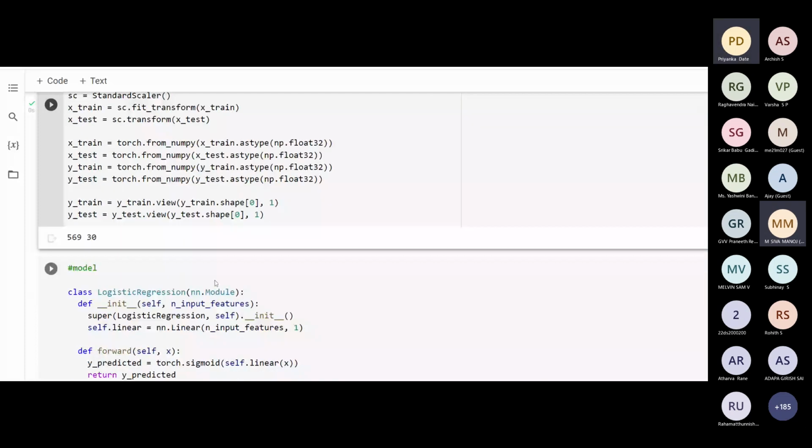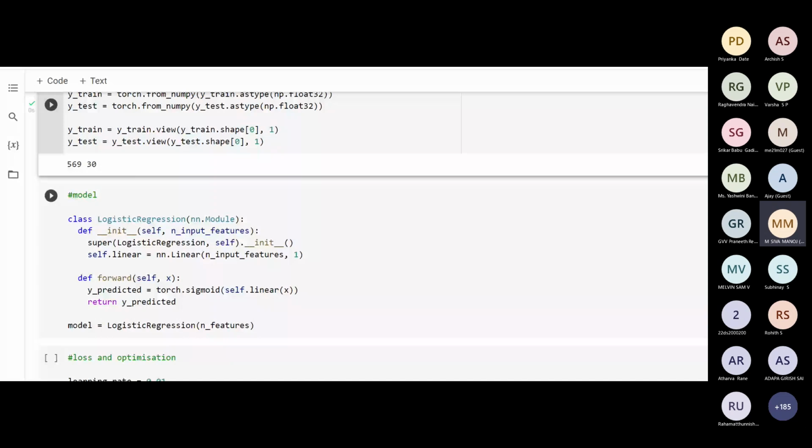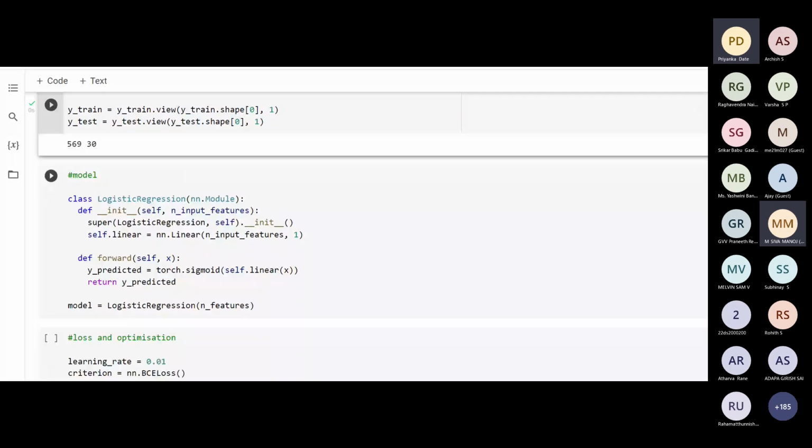Now moving on to the model, here I've created a class which essentially includes the linear layer that we've taken from the NN module, and also a sigmoid function. Here in the linear layer, we're inputting n input features, which is essentially the 30 features that we saw, and giving a single output, that is Y predicted. And also, after we use this linear layer, we're going to run it through a sigmoid function.